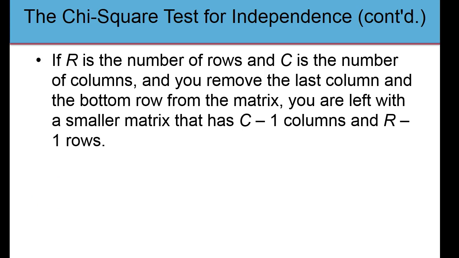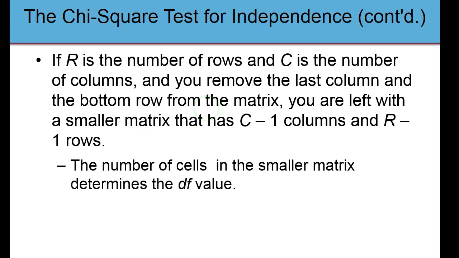All right, to determine the degrees of freedom, we need to know how many rows there are and how many columns there are. And once we know how our matrix is set up, we remove the last column and the bottom row from the matrix. So basically you are left with a smaller matrix that has C-1 columns and R-1 rows. The remaining number of cells that you have left in the smaller matrix determines the value for the degrees of freedom. Another way to calculate this, I mean, you can kind of visualize this, but another way to do this is just take R-1 times C-1.